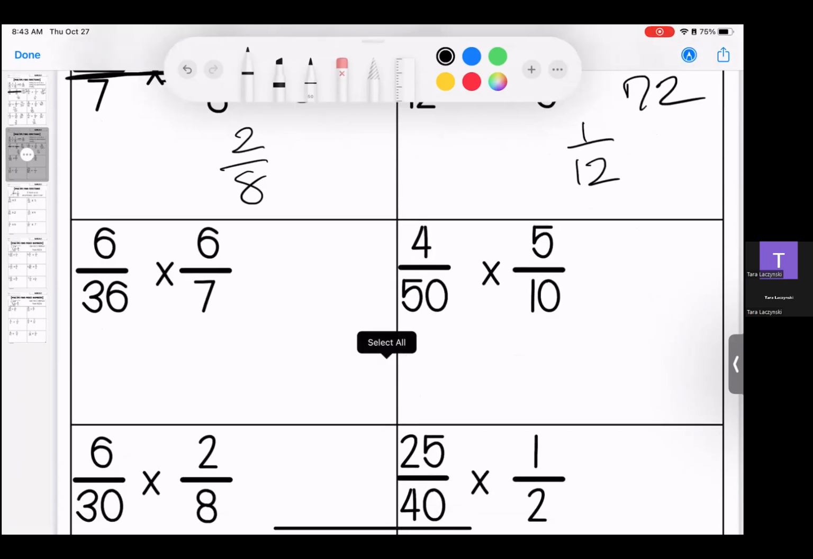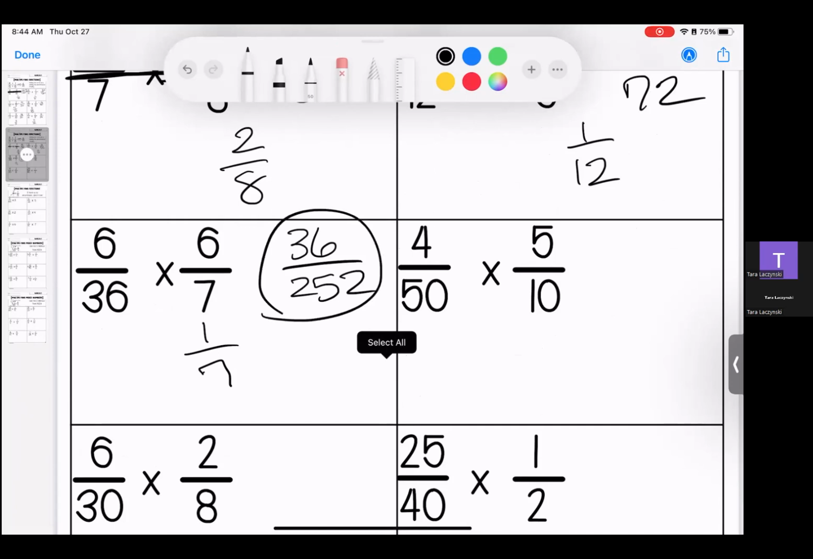All right, nuggets, they get a little bit bigger. So if you had trouble with the simplification, I get it. Just try your best, okay? 6 times 6 is 36. 36 times 7 is 252. This would simplify all the way down to 1/7. But again, if you did not get there, that is okay. Our main focus is that we are getting to the multiplication, okay?